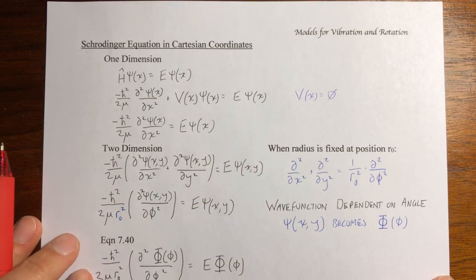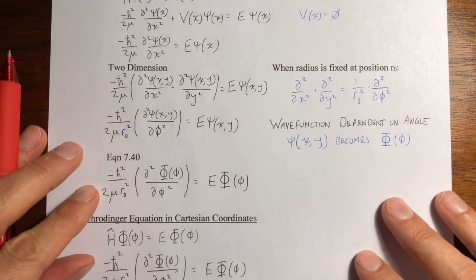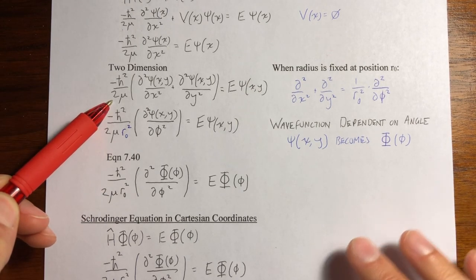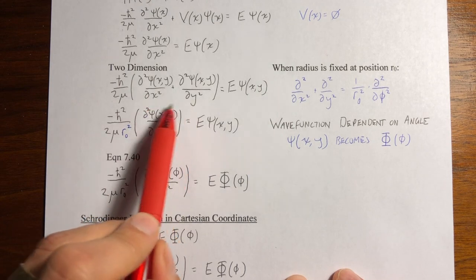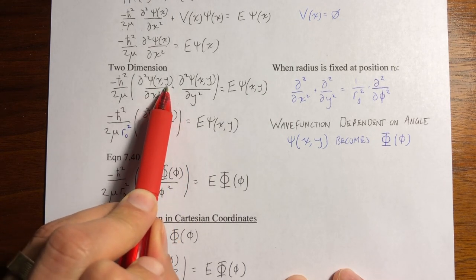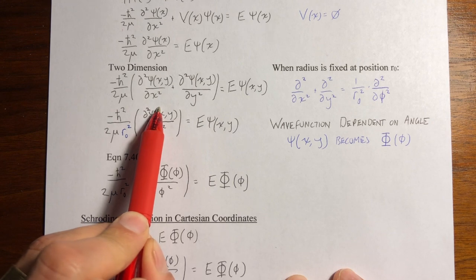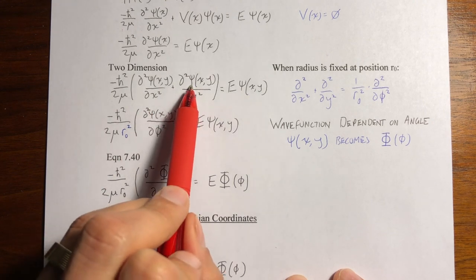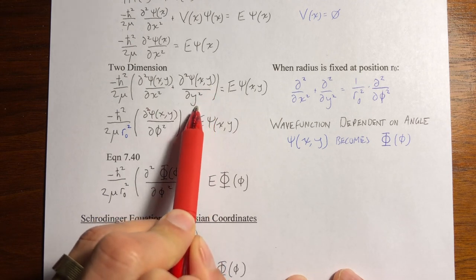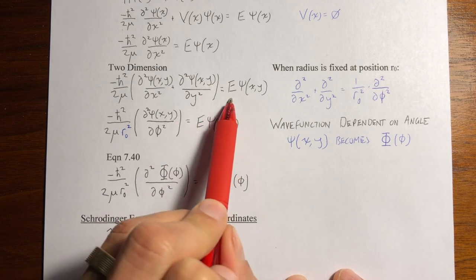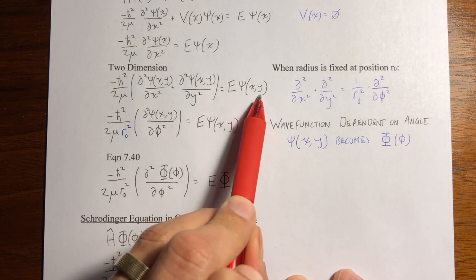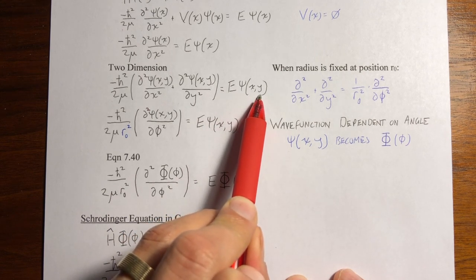So when we build up to 2 dimensions, our equation changes, and we get negative h bar squared over 2 mu times the sum of the second derivative of psi of x and y with respect to x plus the second derivative of psi of x and y with respect to y. And this is equal to energy, our eigenvalue, times psi of x and y, our new eigenfunction.